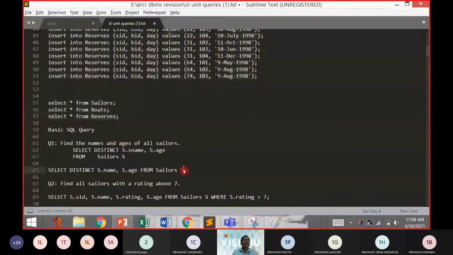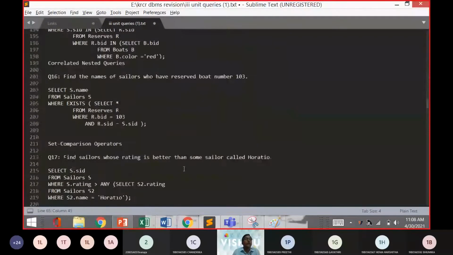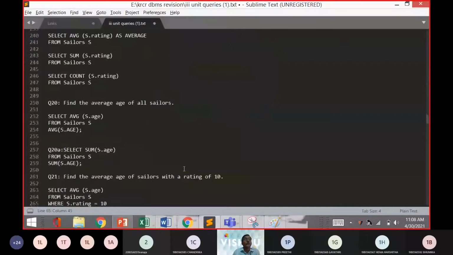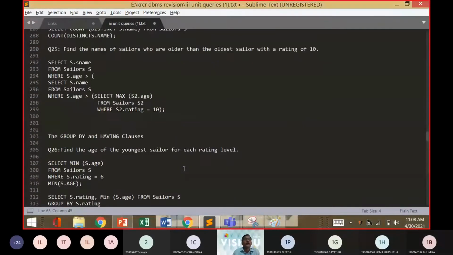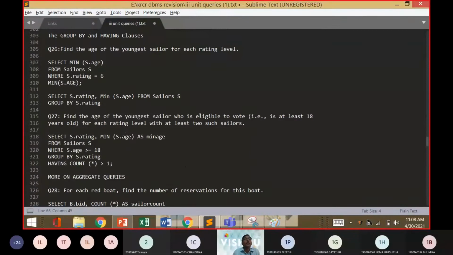So now let us move to the query part. Today we are discussing a topic related to group by and having. Now let us work with a simple query, that is to find the age of the youngest sailor for each rating. So we will work in this model. So group by we will work.